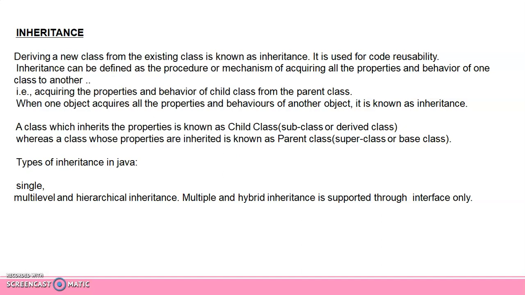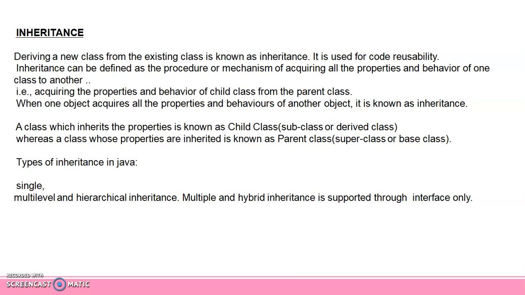So it is defined as the mechanism of acquiring all the properties and behavior of one class into another class. If there is one class with some properties and behavior, we are going to acquire, meaning access, them from that class in another class. So that is the major part of object oriented programming, inheritance: deriving a new class from the existing class. And one of the main advantages is code reusability, right?